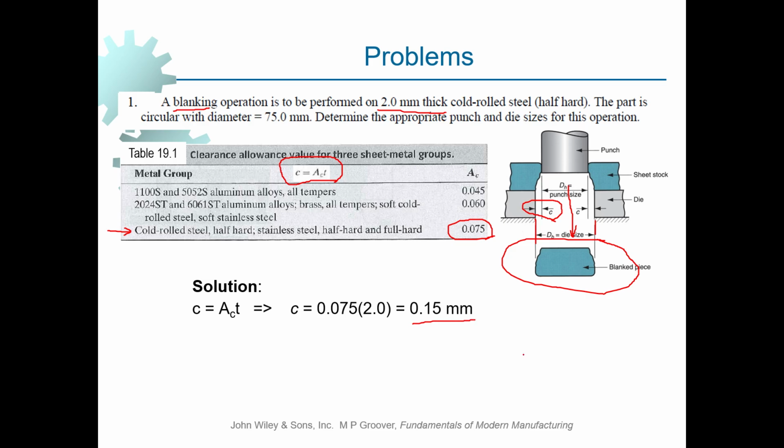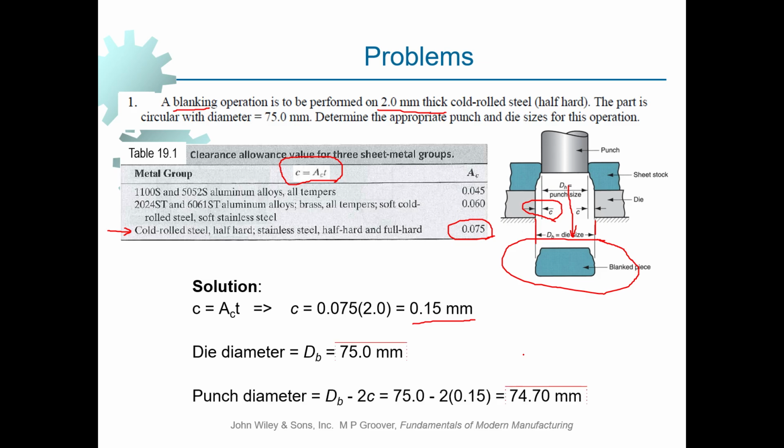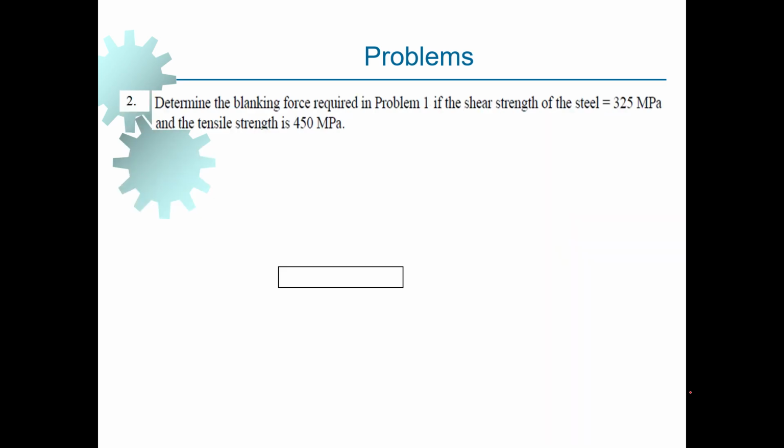Of course, as I mentioned, the difference between the size of the punch and the size of the die is 2 times C. So the size of the die will be the same size as the desired part, 75, and taking 2C out from this is giving us the size of the punch. Next problem.